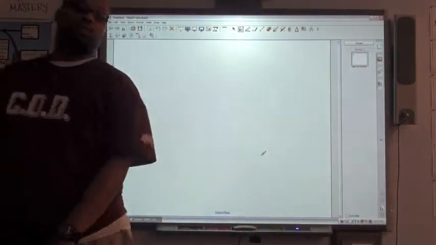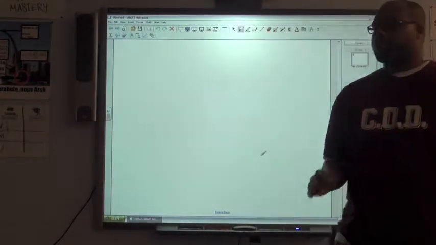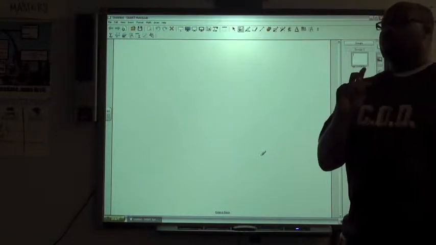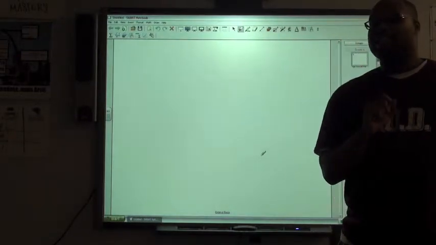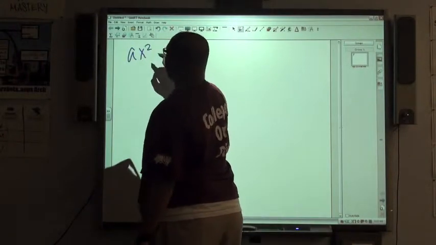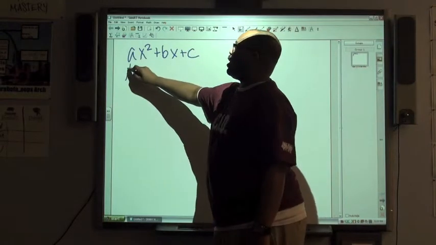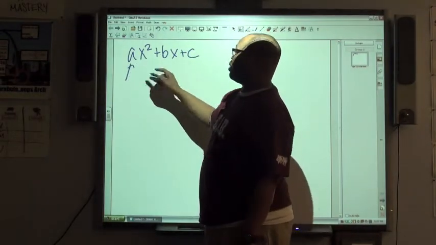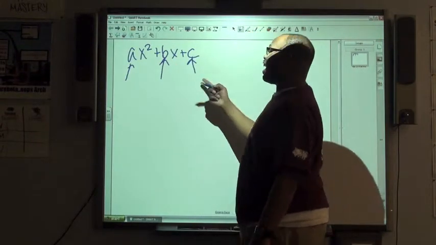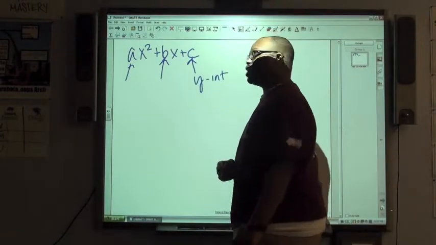All right, scholars, we're going to be graphing parabolas today. And so the first thing we're going to do is make sure that we find the A, B, and C first. And when I say A, B, and C, I mean the standard form of a quadratic is written like this, where A is your coefficient to x squared, B is your coefficient to x, and C is your constant. C is also your y-intercept in the standard form.